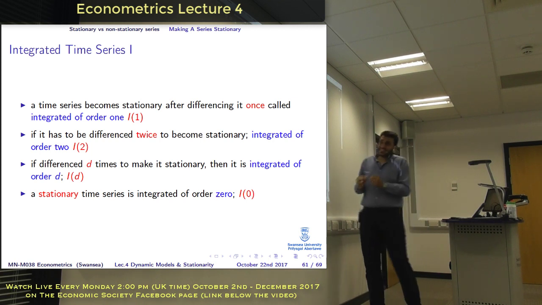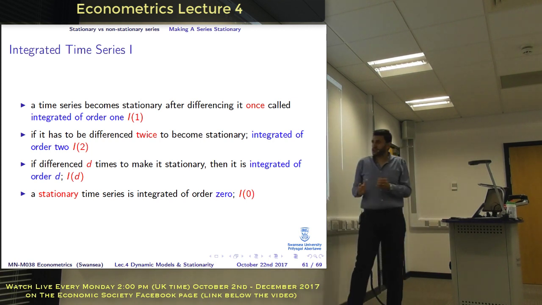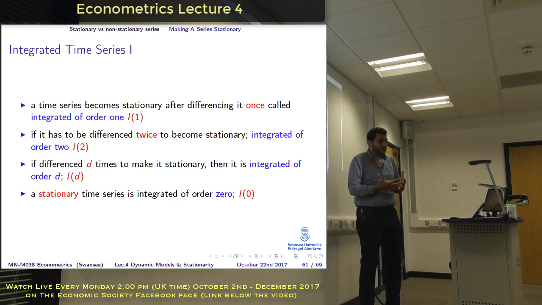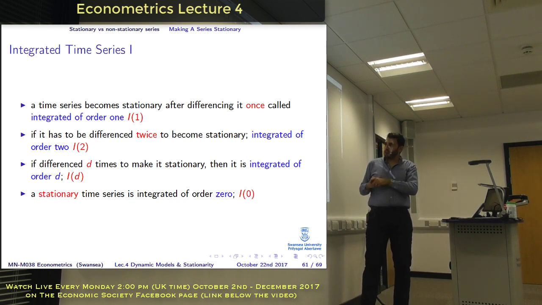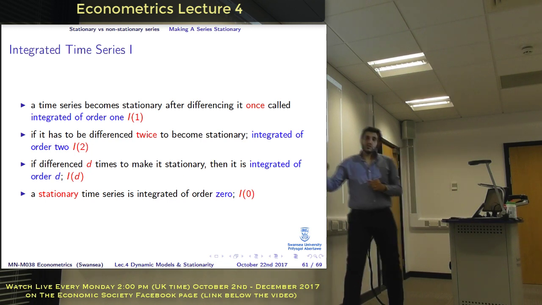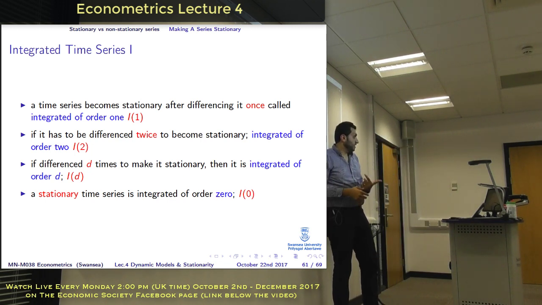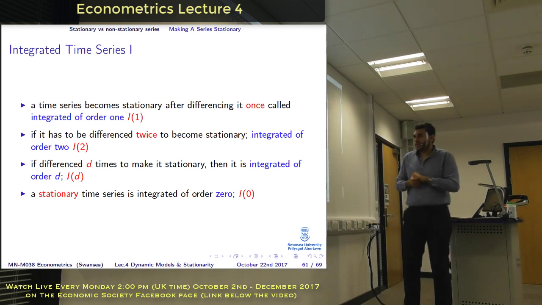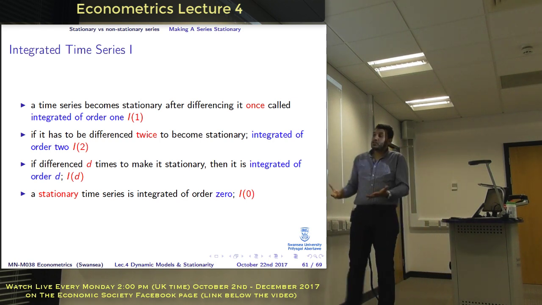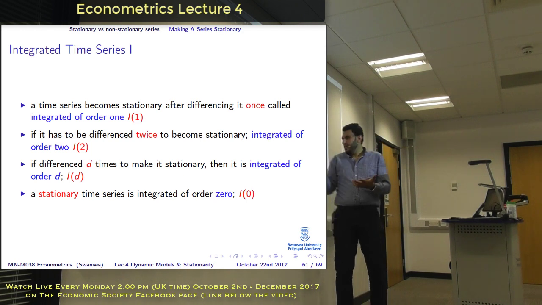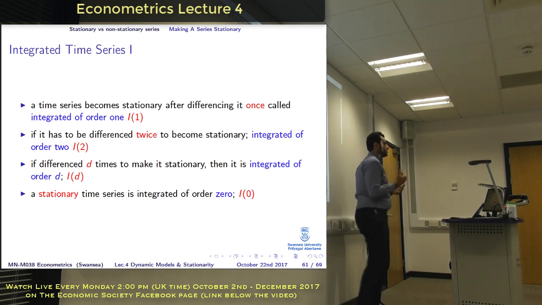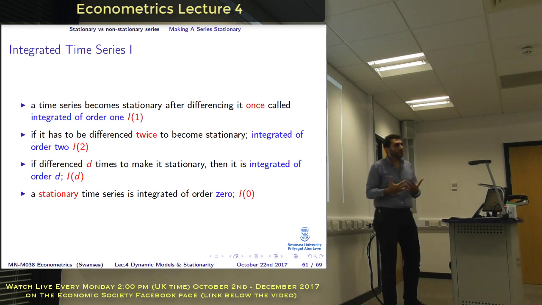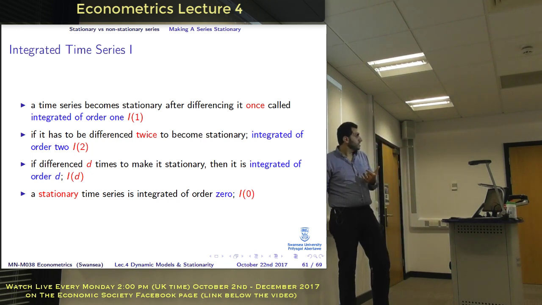If you need to difference it d times, 3 times, 4 times, however many times you need to become stationary, that means it's integrated of order d. So it depends how many times you had to difference until it becomes stationary. And a stationary time series in the first place is integrated of order 0, so it's I0. So when we say an I0 series, that means it is a stationary series.